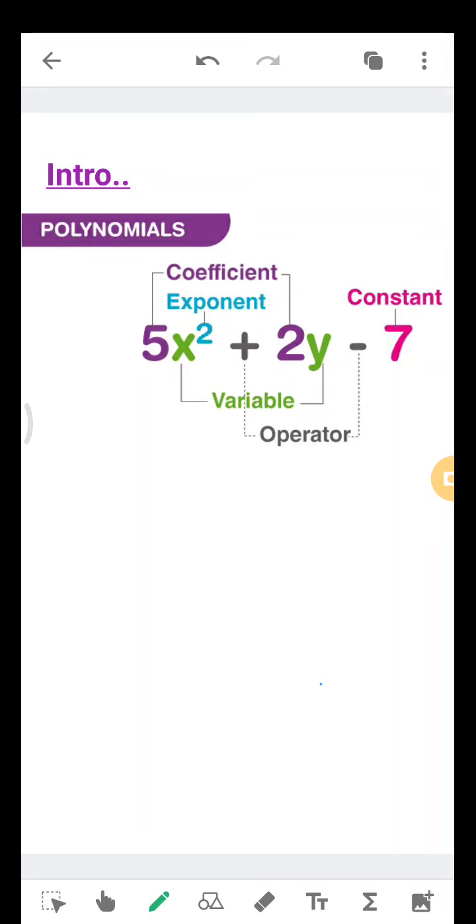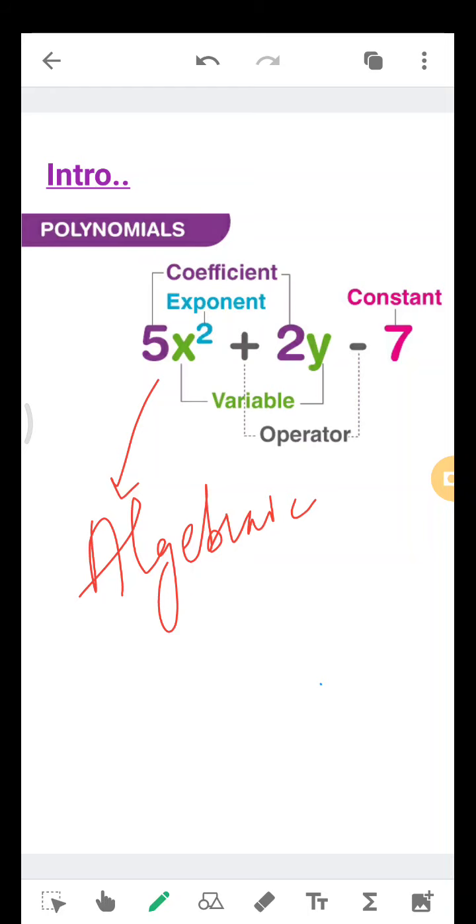In this expression you can see, this is called an algebraic expression. You learned how to add algebraic expressions and how to subtract algebraic expressions, right? So in this algebraic expression there are three terms. You can observe here 1, 2 and this is 3. So these three terms combine to form a polynomial.